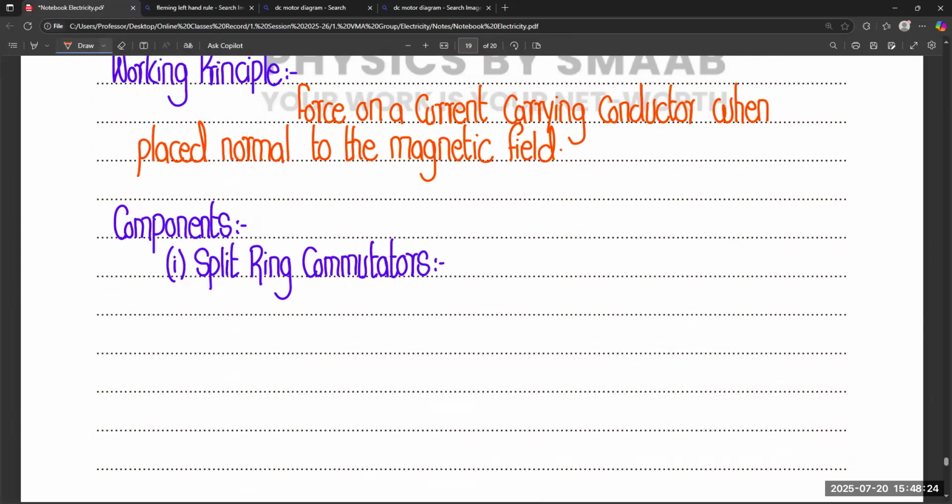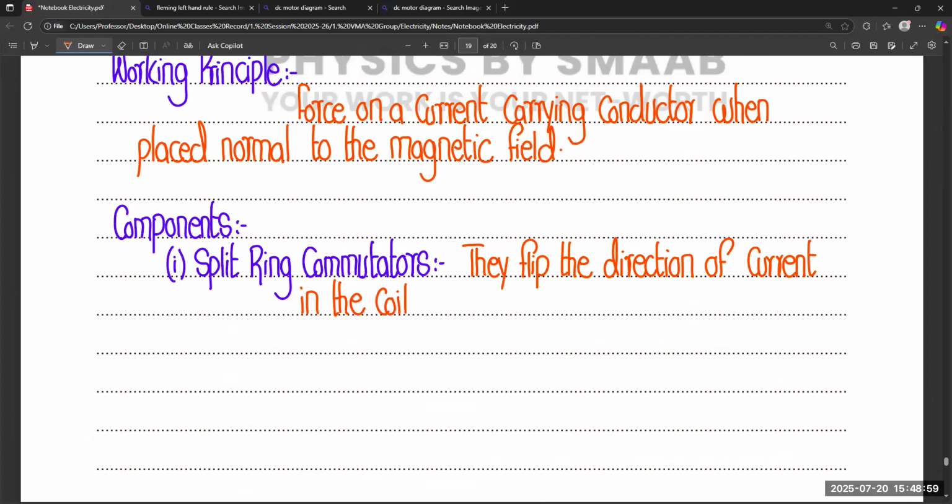The purpose of the split ring commutators is that they flip the direction of current in the coil when the coil crosses the vertical position.